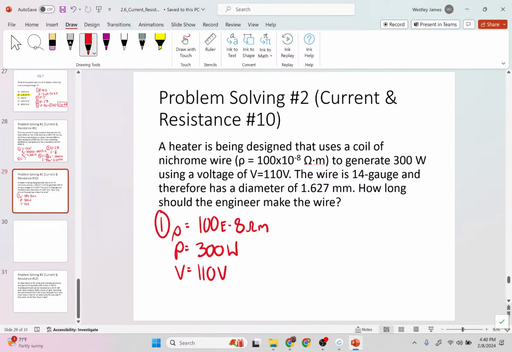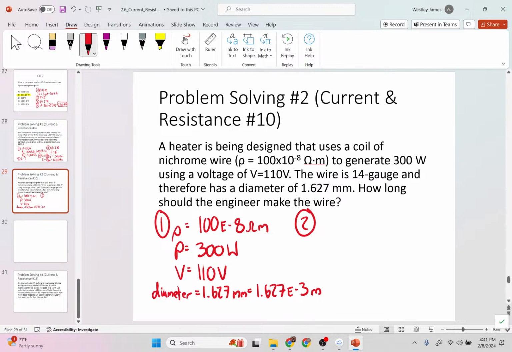There are 2 numbers left. Which one's actually useful? The diameter of 1.627 millimeters, which we need to convert. Whenever you're writing your givens, go ahead and just do the conversion now. Don't assume you'll remember to do it later. It's better to do it sooner than later. All right, givens. Awesome.